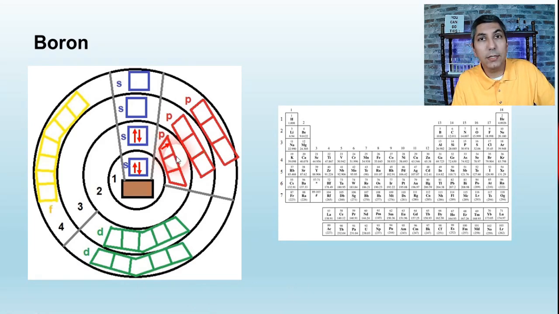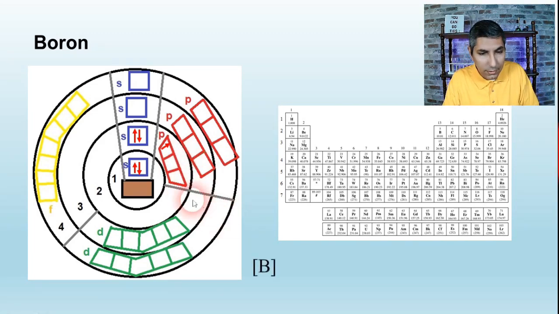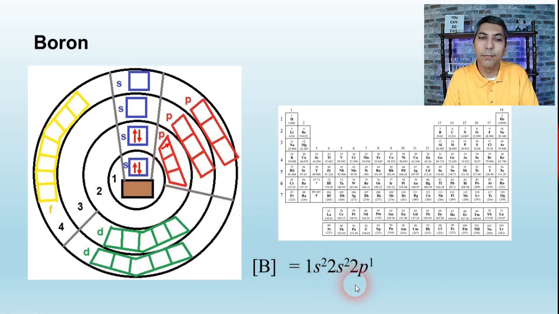And so its ticket stub, just like all the others, is going to mention all the sections that are occupied. So boron's ticket stub is going to say that level 1, section S, has 2 seats filled. Level 2, section S, has 2 seats filled. And it's sitting in level 2, section P, seat number 1. So it ends with 2P1.